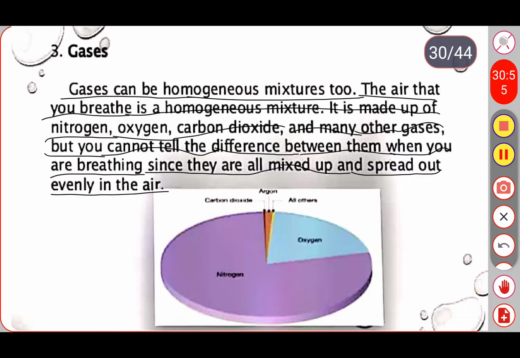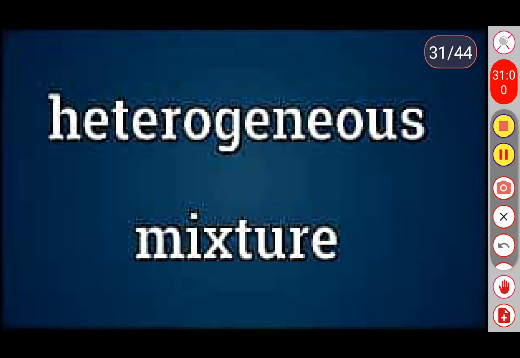Okay, let's see the next type of mixture, that is heterogeneous mixture. The name itself indicates it: hetero means different and gene means kind. So different kinds of substances are combined together here. Heterogeneous mixtures are those mixtures in which the substances remain separate and one substance is spread throughout the other. They do not have uniform composition, which means we are going to observe different kinds of substances in the mixture.